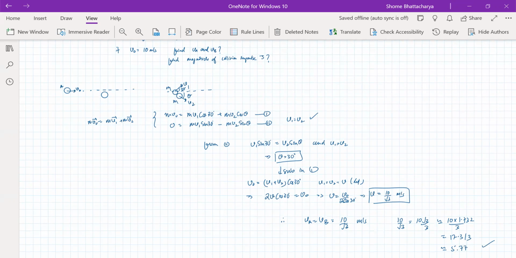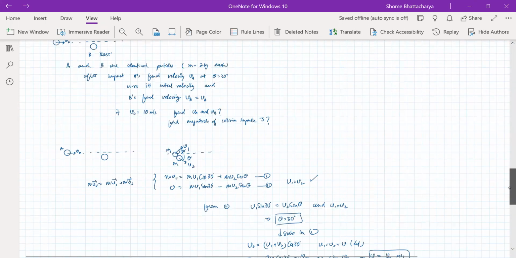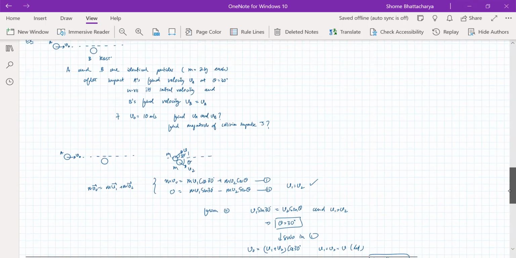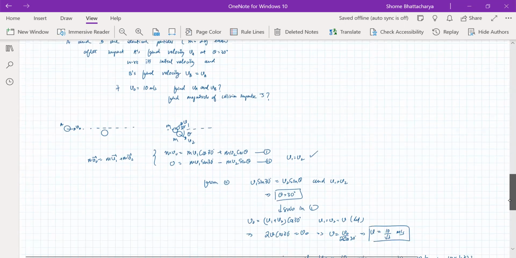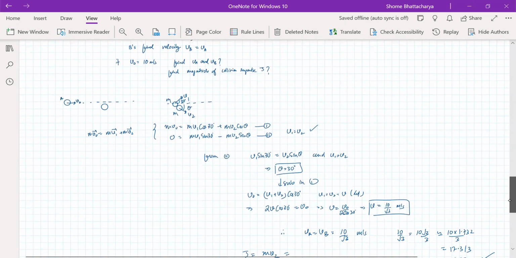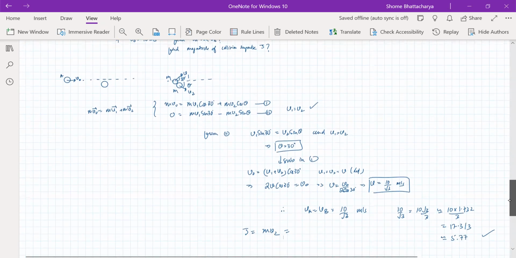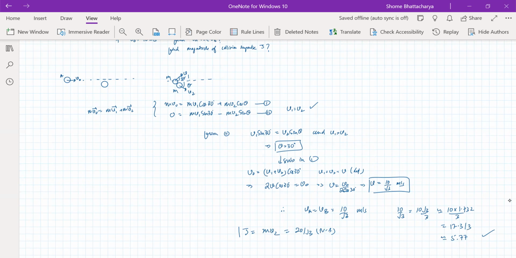And now we can see the impulse. It is the magnitude of the final momentum of the second body. So the mass is 2 kg and this becomes the collision impulse.